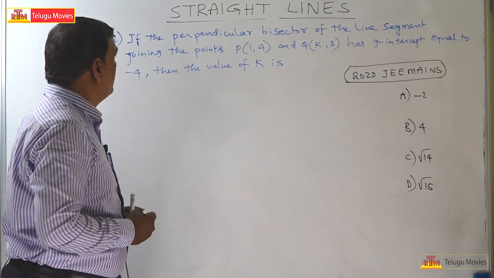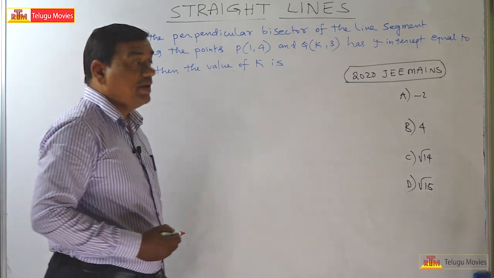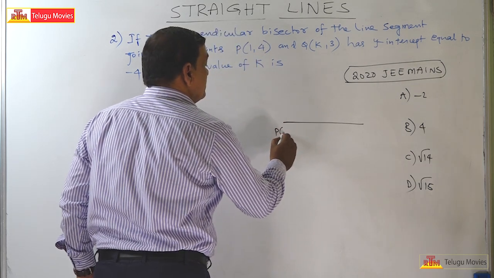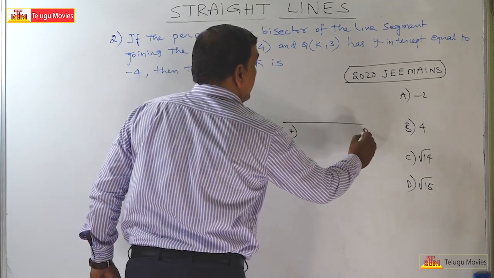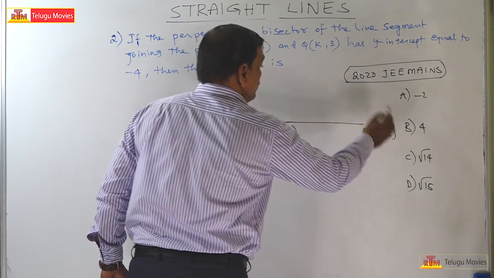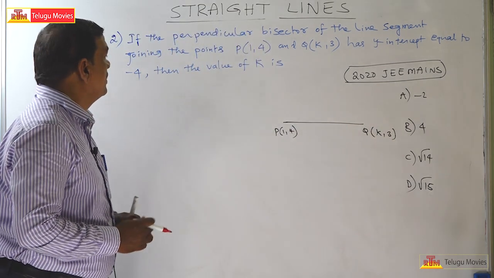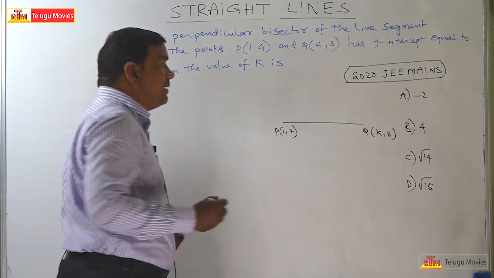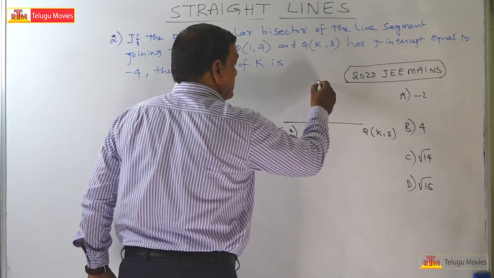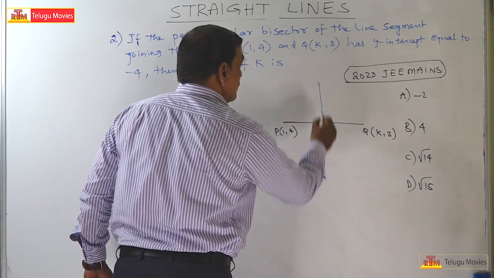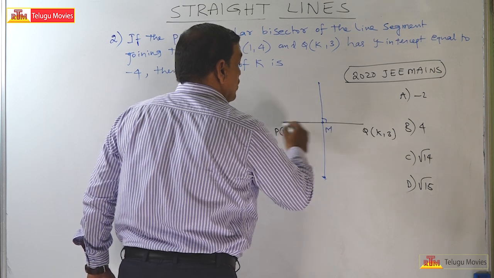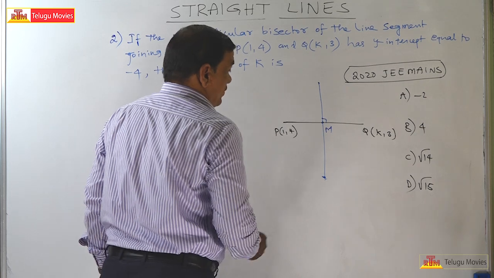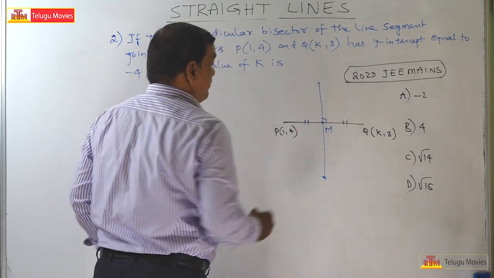Let us take a line segment joining P and Q. So, this is P and it is Q. P is given as 1 comma 4 and Q is given as k comma 3. The perpendicular bisector of the line segment joining them, perpendicular bisector means what? It passes through the midpoint M of the line segment PQ and is also perpendicular to it. So, that is PM is equal to MQ.